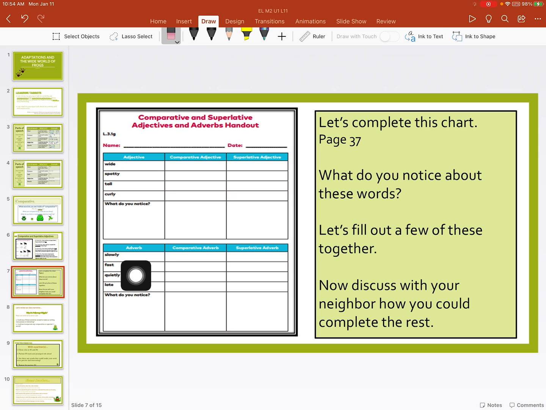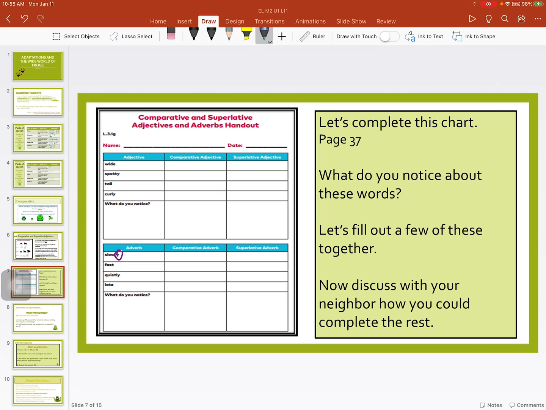Now let's move down and look at the adverbs. Slowly. What would the comparative adjective be? More slowly, and the superlative would be most slowly. Fast, the comparative adjective would be faster, and the superlative would be fastest. Now I want you to notice in slowly we used the words more and most before, but in fast we didn't. And that's because if we look at the word slowly, slowly ends in an ly, but fast does not.